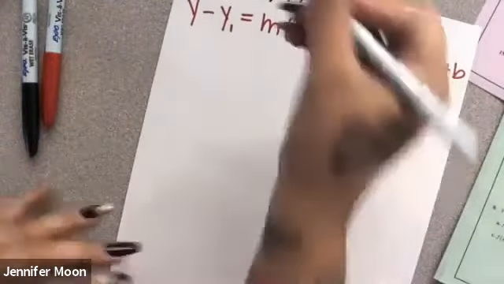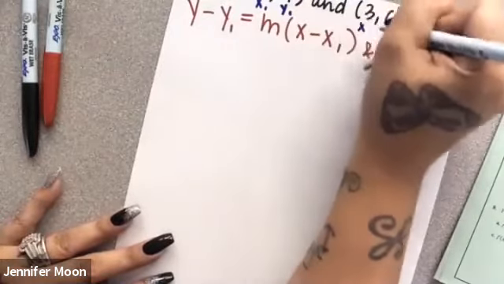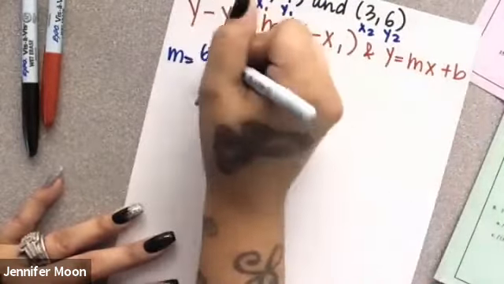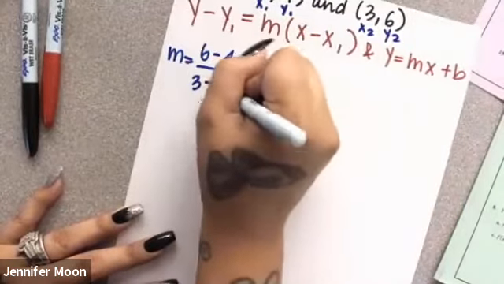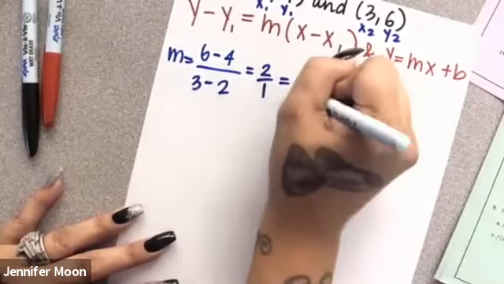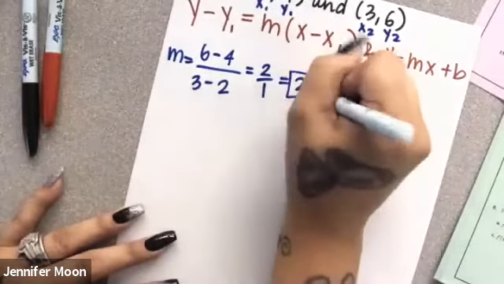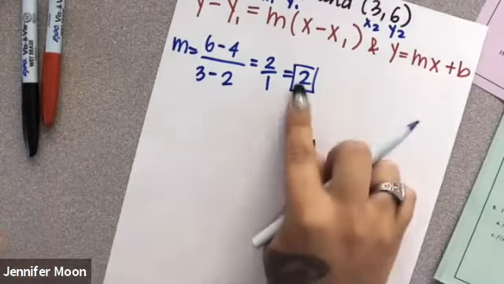So if I go ahead and label these x1, y1, x2, y2, let me find my slope first, and then I can do this. y2 is 6 minus 4 over x2 is 3 minus 2. I get 2 over 1, which is 2. So my slope is 2. I had to solve that real fast so that now I have a slope.